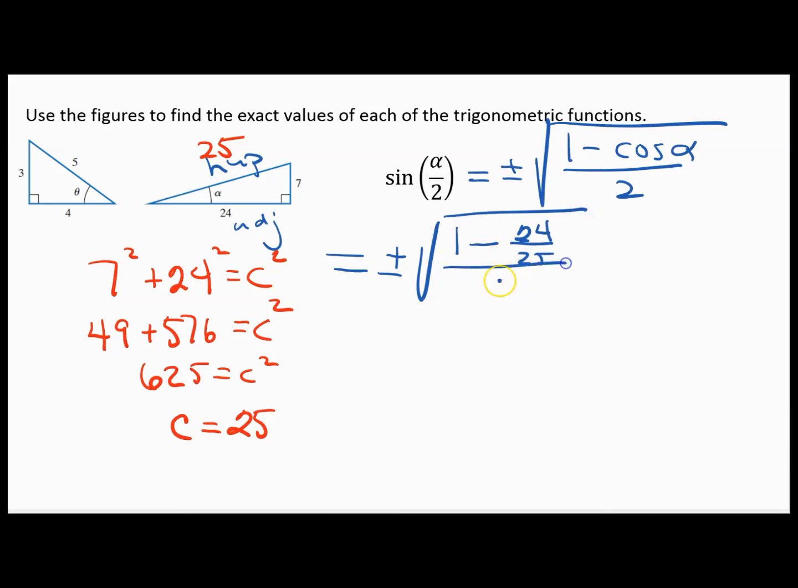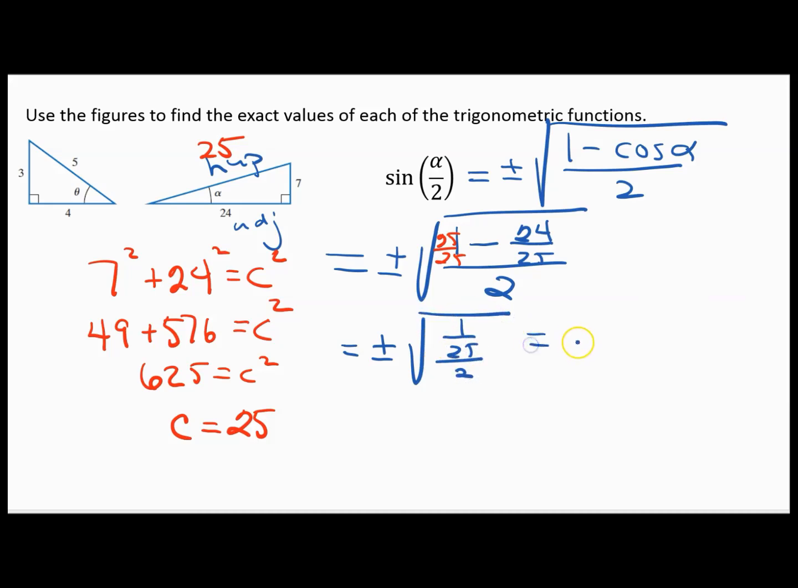And that's all divided by 2. Now to combine this complex fraction together, the next thing I need to do is find a common denominator, which is 25. So I have 25 over 25, and that gives me plus or minus the square root of 25 minus 24 is 1 over 25 divided by 2.